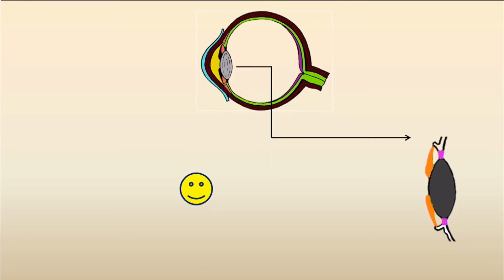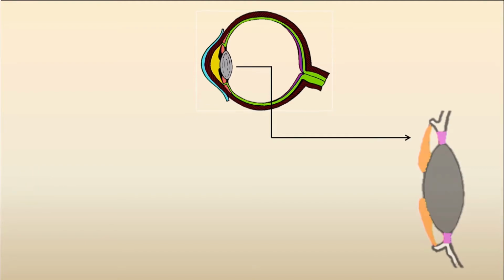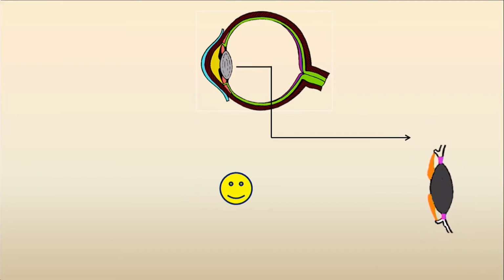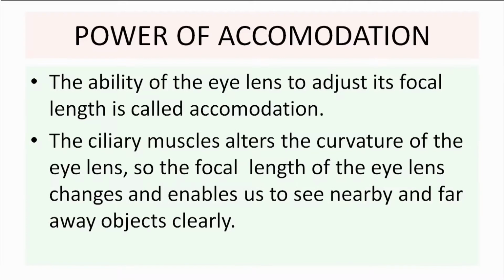Now observe here, some object is there. The object is moving away from the eye lens. Now you can see the ciliary muscles are expanding, the size of the eye lens increases, and the focal length increases. Now the object is coming closer to the human eye. In this situation, the ciliary muscles contract and the eye lens becomes very small, and this enables us to see nearby objects with a small focal length.